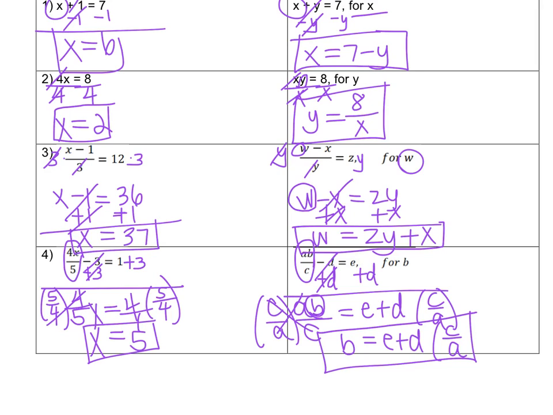That one was a little bit harder. Also, since I'm multiplying this entire left side, I'm going to go ahead and put E plus D in parentheses. That way it tells me that I'm multiplying that entire expression by C over A. Okay, let's go ahead and move on to the next page.